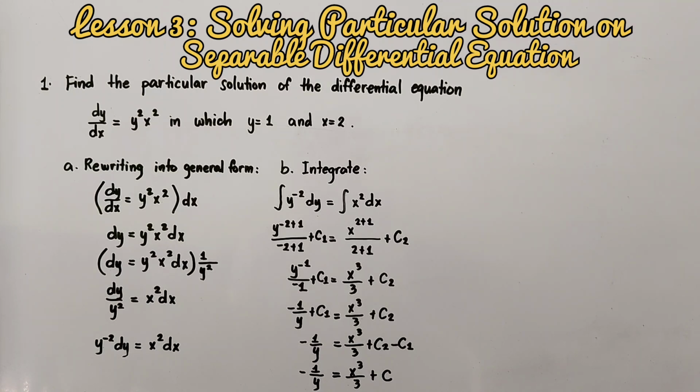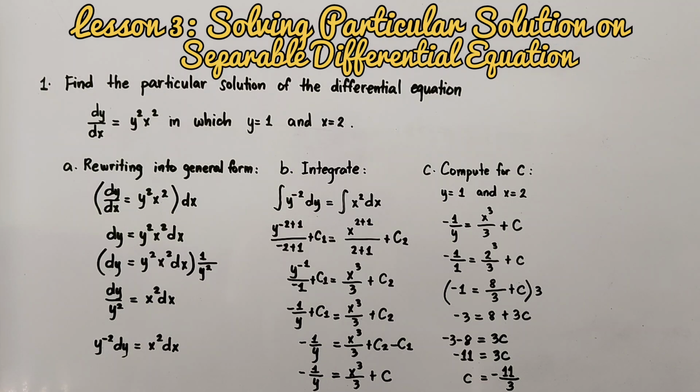This time, we will compute for the value of c. By using the general solution, we will substitute y equals 1 and x equals 2. So we have negative 1 over 1 equals 2 cubed over 3 plus c. And negative 1 over 1 is negative 1, and 2 cubed is positive 8. So we have negative 1 equals 8 over 3 plus c. Multiplying both sides by 3, that becomes negative 3 equals 8 plus 3c.